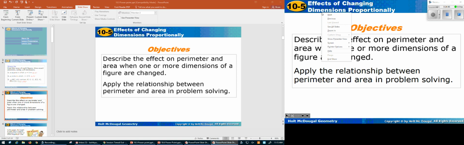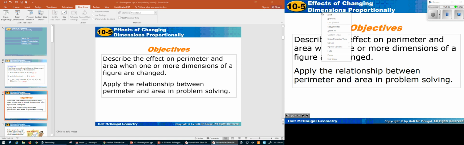If I have a square which has the same length on its base and height, and I change the base, what does that do to the perimeter or the area? That's what they're asking here. So we're going to look at a couple of ways you can work the problem.